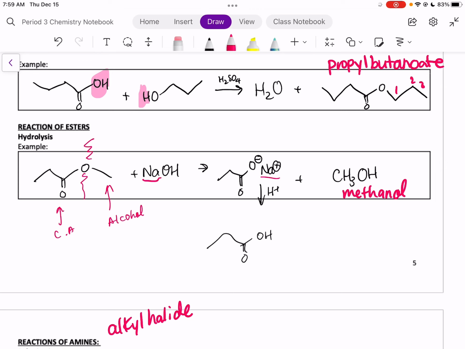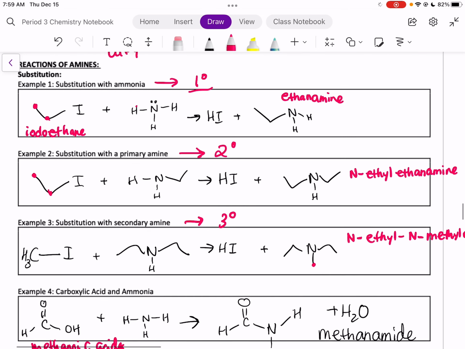So here from methyl propanoate, we remade propanoic acid and methanol. Let's look at amines. If we have an alkyl halide and ammonia, we're going to make a primary amine.